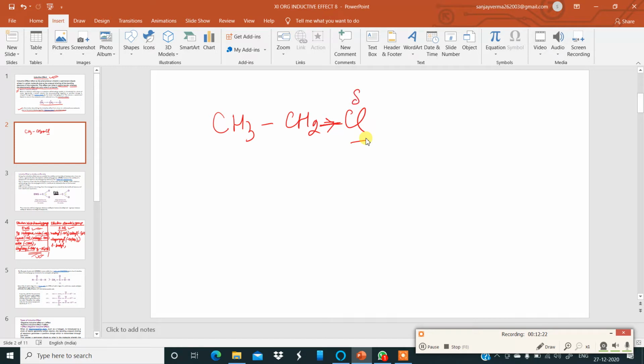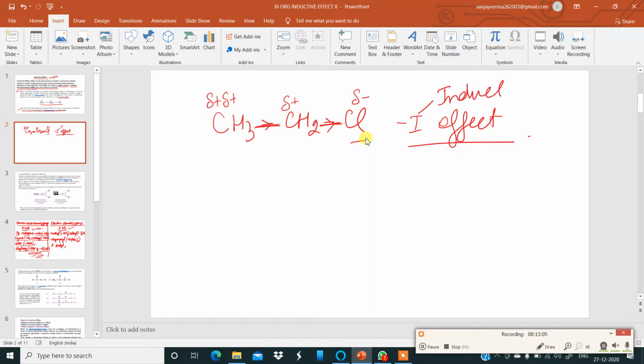So, causing the carbon atom to acquire a slight positive charge. Because chlorine is attached at this end, it will cause the pulling of electrons across this bond also towards itself, causing this carbon also to acquire very small positive charge. So it is pulling electrons. Whenever it is pulling electrons, it results in an effect which is called what? Which is called minus I effect. Minus I effect.